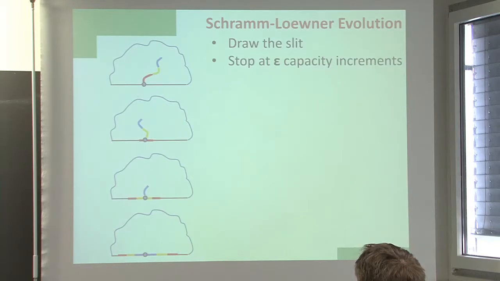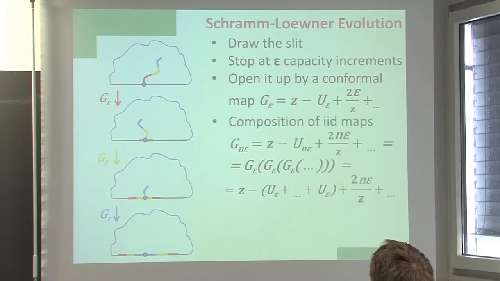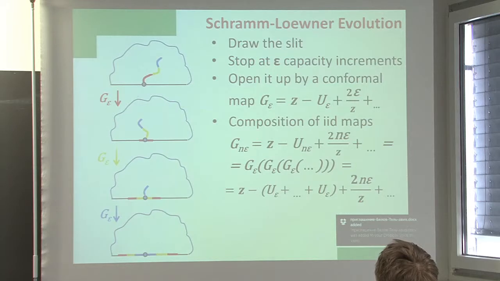You stop at epsilon capacity increments, and you do successive maps which map from here to here to here. So the maps are, let's say, J epsilon of different colors, and each of them you expand at infinity. We're dealing with the half-plane case. Löwner was dealing with a disk near the center. We deal with the half-plane near infinity, and we expand. If you compose such maps, you notice that the first two coefficients are additive. The coefficients later satisfy complicated formulas, but the first two are additive. You can see this using formal power series, and because you can write estimates.